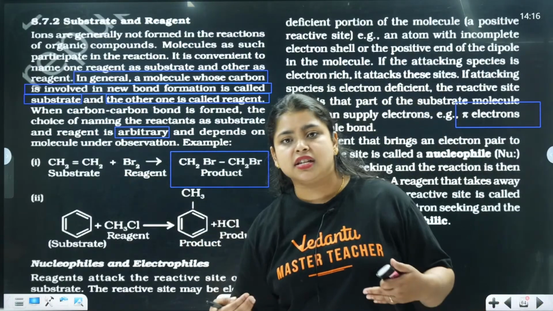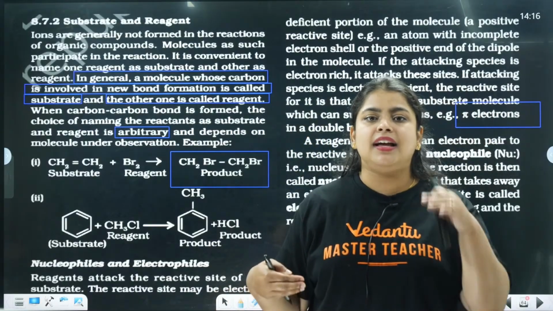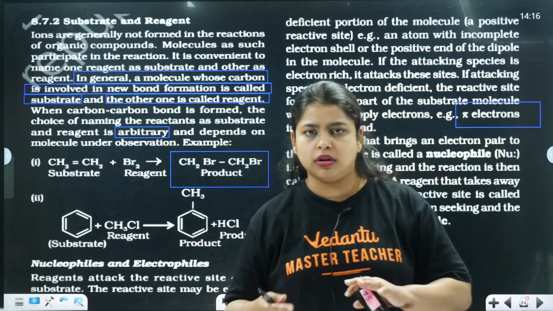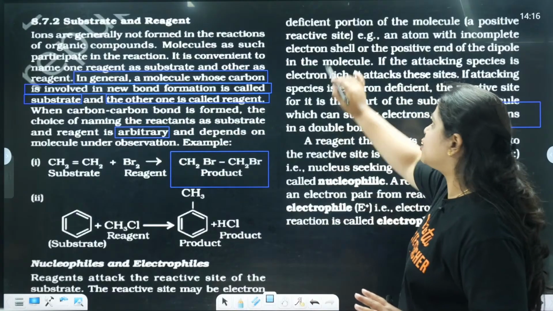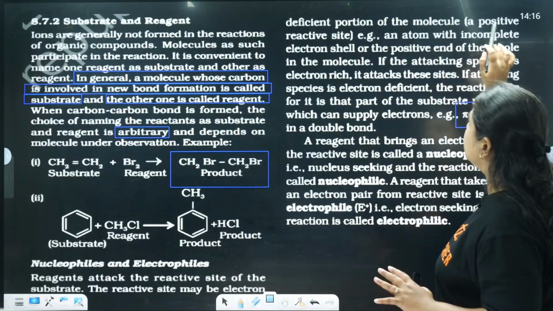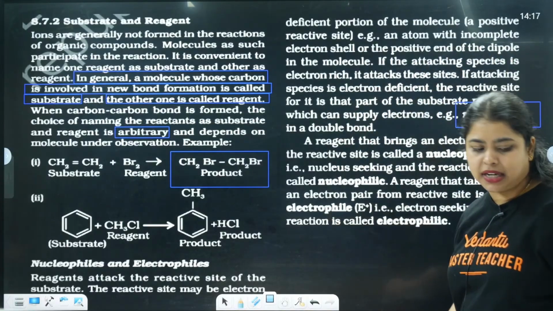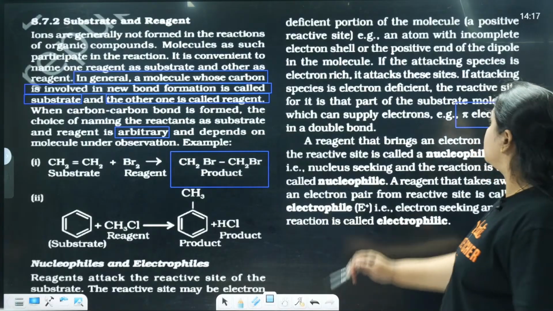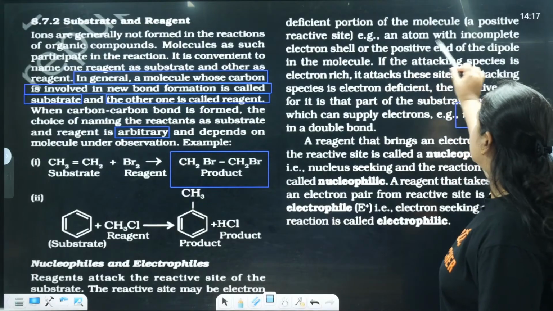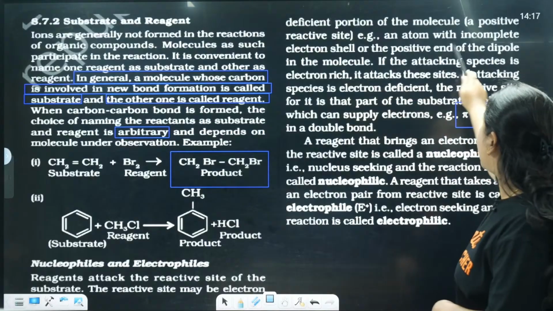But whenever the reagent is getting attached to the substrate, if the substrate has fewer electrons, meaning it is electron deficient, sometimes it is electron gain also, but in case of an electron-deficient position, then the molecules react at the positive reactive site. It means the electrons are not completed, the octet is not complete, so it is called the deficient portion. Clear?